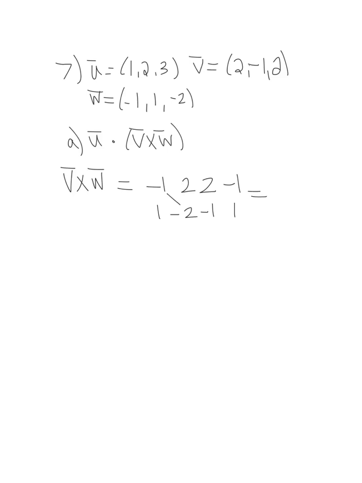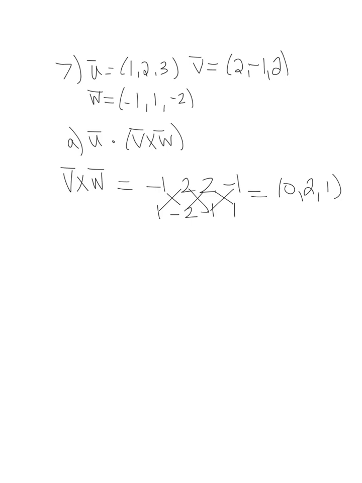Negative 1 times negative 2 is 2. Take away 2 is going to give me 0. I'm going to continue on. I've got 2 times negative 1, which is negative 2. Take away negative 4. Negative 2 take away negative 4 is really negative 2 plus 4. So that's 2. And then 2 times 1 is 2. Take away positive 1, which is 1.